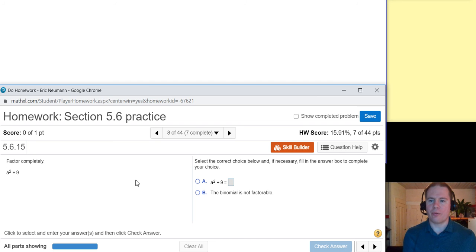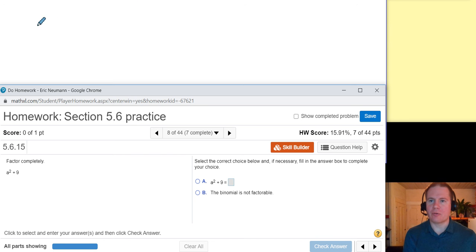Continuing on with more factoring questions. It says factor completely, a squared plus 9. It looks a bit like difference of squares, right? I've got a perfect square here and a perfect square here, but it's not a difference.